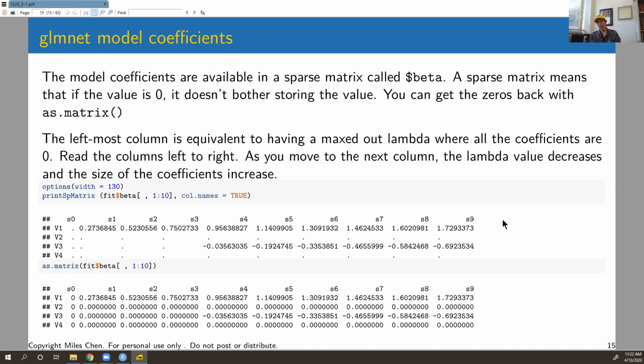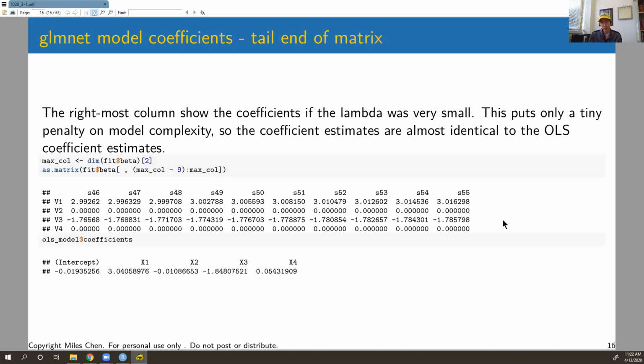because the amount I'm penalizing goes down. And this would continue. It looks like it fit maybe 55 different models. And so remember, at the very end, this is lambda very close to 0. It's not quite 0, but it's very close to 0. And it says V1 should be 3.016, and variable 3 or x3 should have a coefficient of negative 1.785.